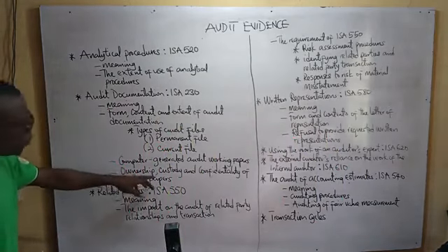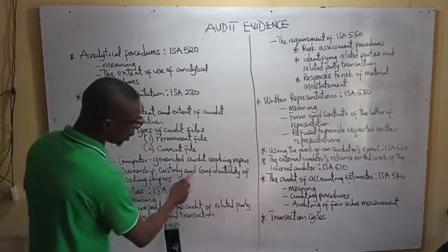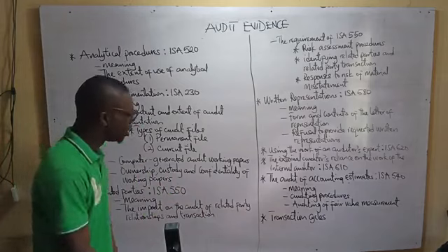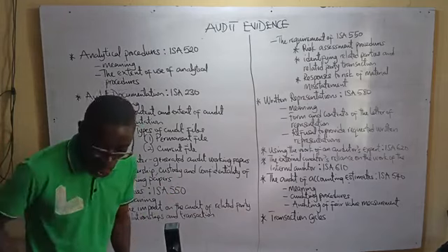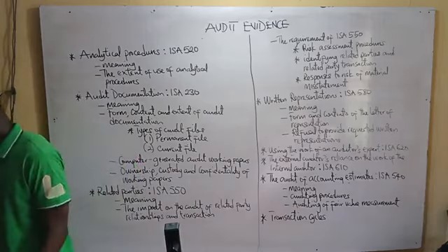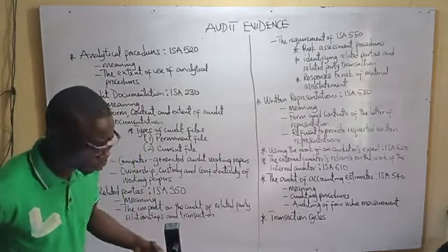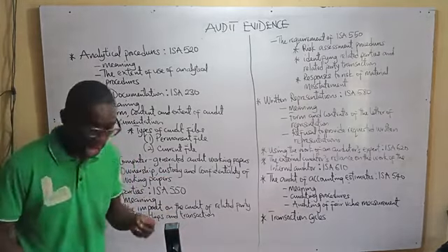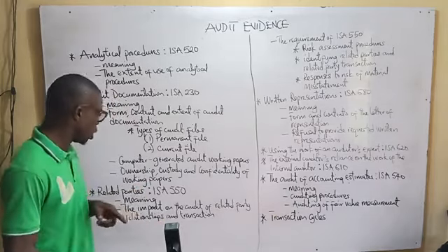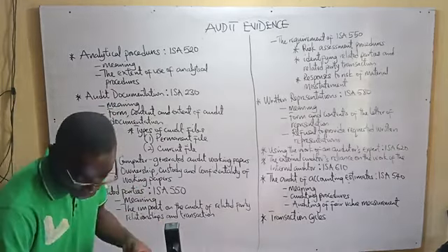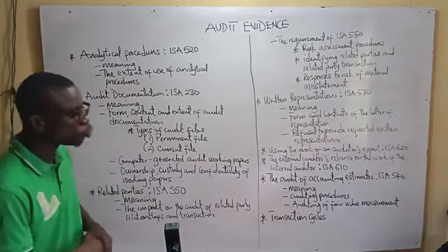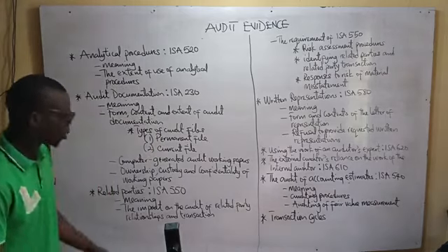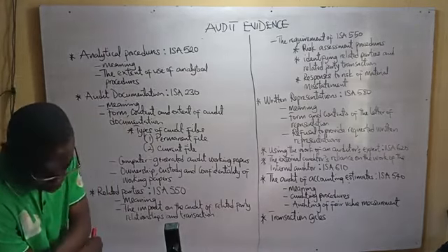So let's go to ownership, custody, and confidentiality of audit working paper. The audit working paper belongs to the auditor. It is the property of the auditor. So the ownership of audit working paper belongs to who? It belongs to the auditor. It does not belong to the client.